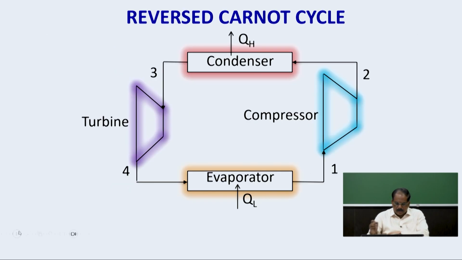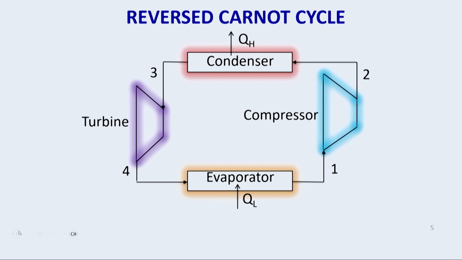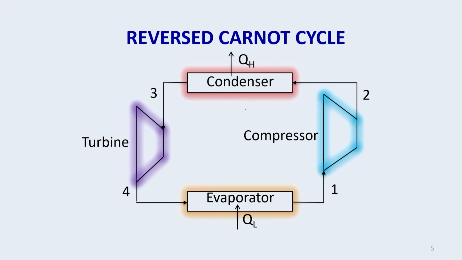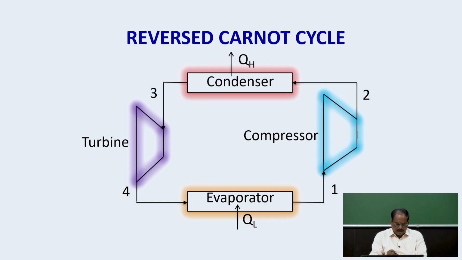Now let us move to the reversed Carnot cycle. It consists of 4 processes again. Process 1 to 2 is compression, which takes place in a compressor. 2 to 3 is the condenser, where the phase change process takes place. 3 to 4 is turbine expansion, and 4 to 1 is the evaporator.